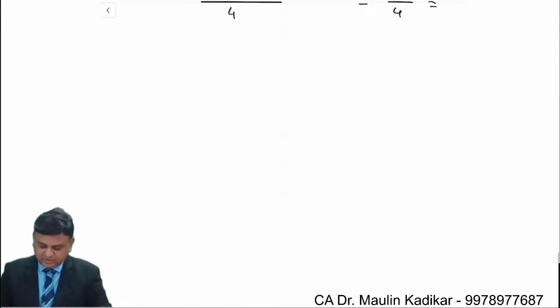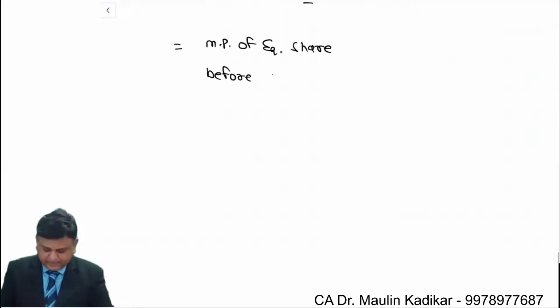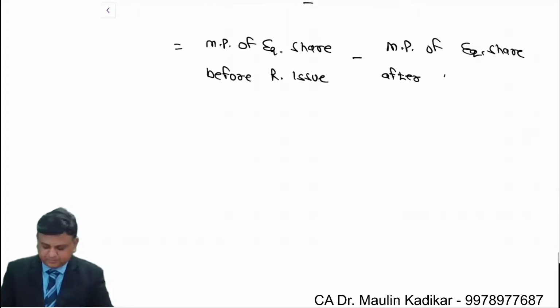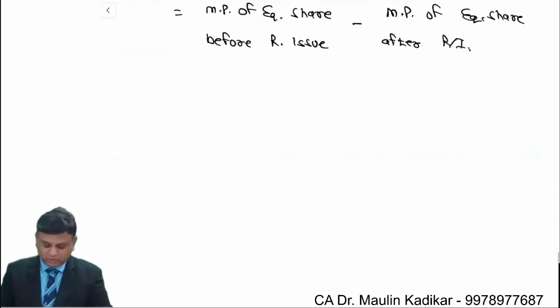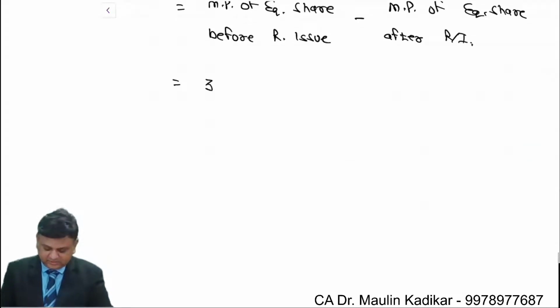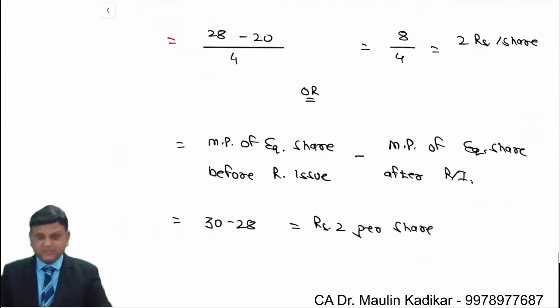So we understand that in this kind of question we can have the market price of equity share before a right issue minus market price of equity share after right issue. So over here we understand that it is 30 minus 28, that comes to rupees 2 per share. Please write down the answer.